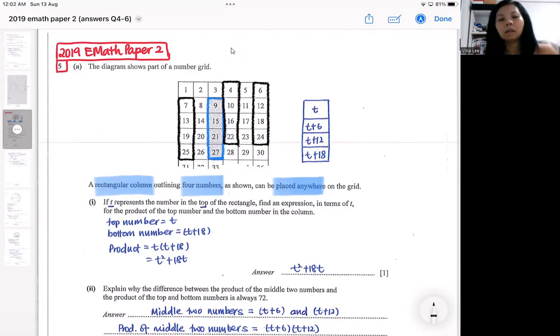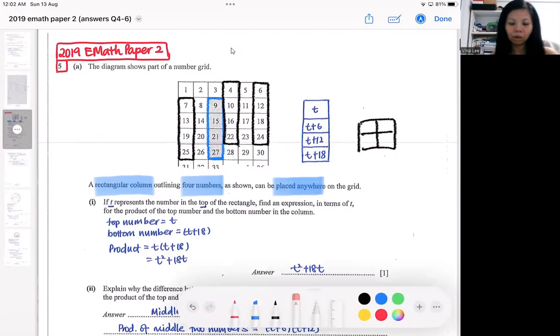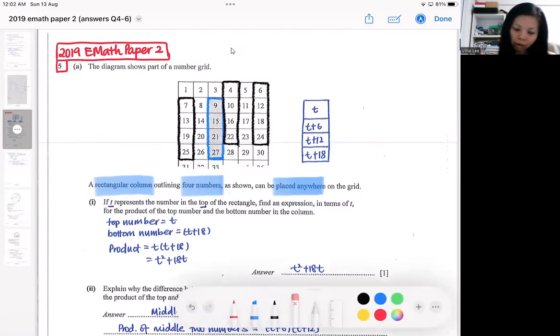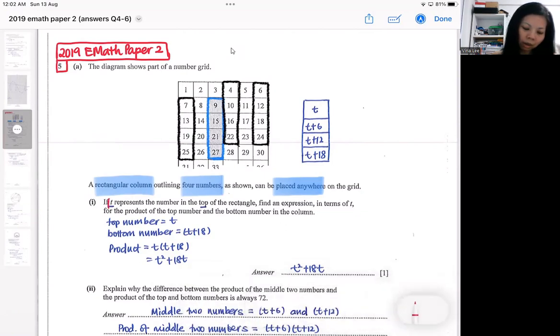There was another year that such a question came out, but it was a square grid, and the square box can be placed anywhere on the grid. In this case, it's a vertical column, a rectangular column. It must be this shape, and it can be anywhere on the grid, which means that it can be any column. Then you've got to read very carefully. The question says that T represents the number on the top. So this is the top.